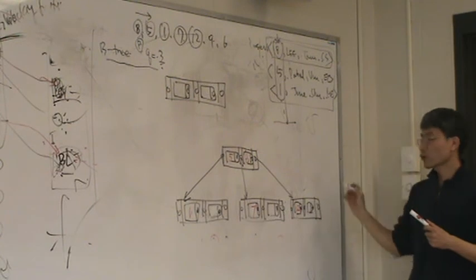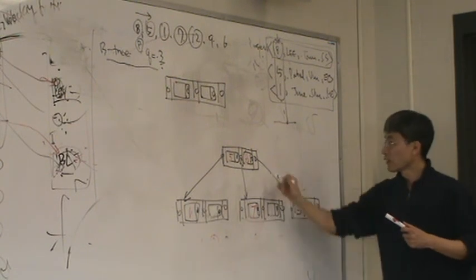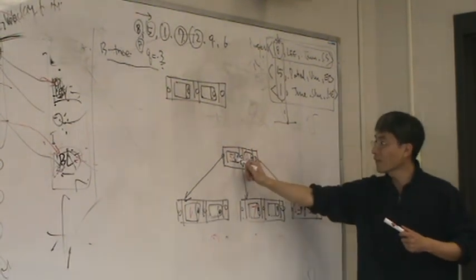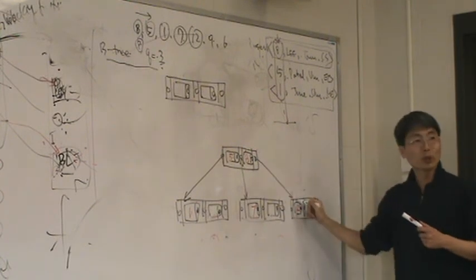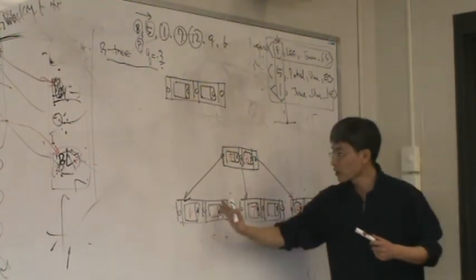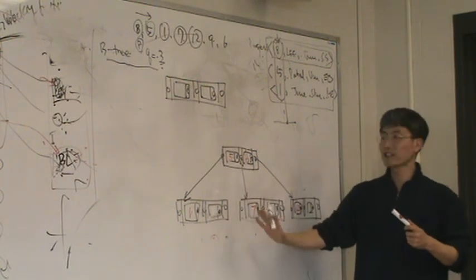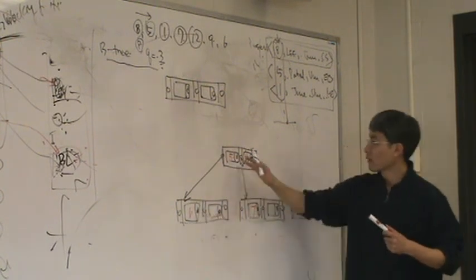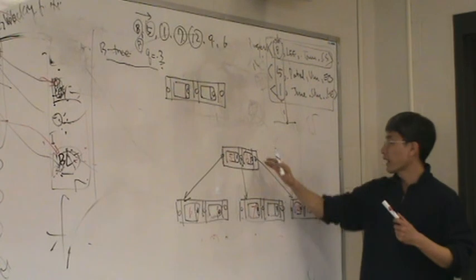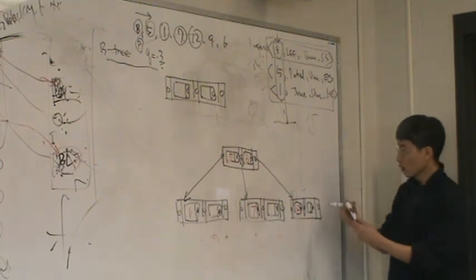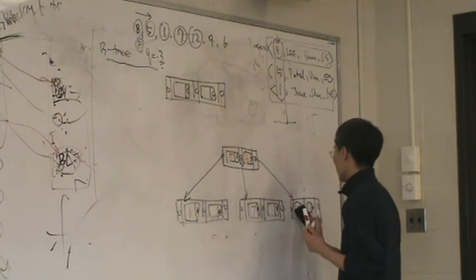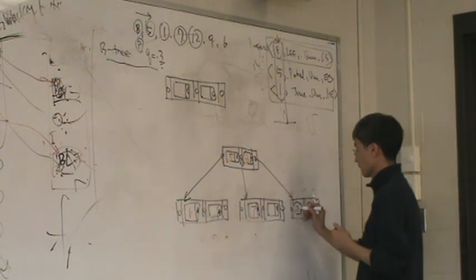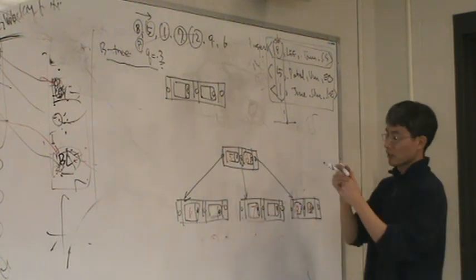9 is bigger than 5, bigger than 8, so it should go to the third one. Even though there's a space here, no. Less than 5, bigger than 5 and less than 8, and bigger than 8 goes to here. Do we have a space? Yes, we have a space. We can just insert 9, 12. The next, 6.